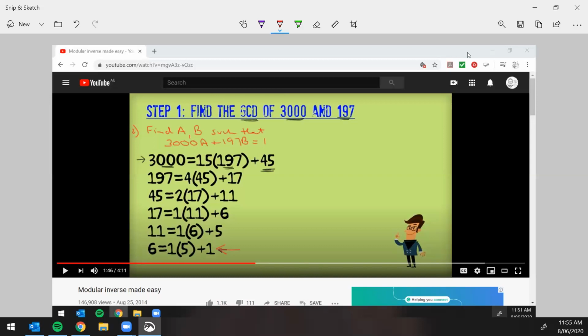The 1 I just mentioned comes from down here, because 1 is the GCD. What this is saying, and this is Bezout's identity, is that the GCD of any two numbers can always be expressed as some multiple of the first number plus some multiple of the second number. Obviously, in this case, one of A or B is going to be negative. That's fine, no problem with that.